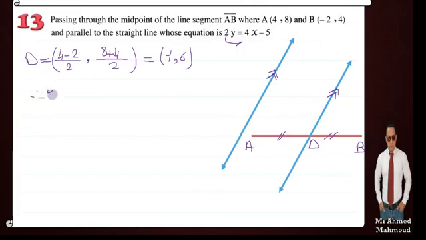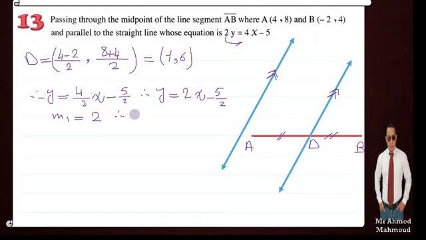Therefore y equals 4 over 2 x minus 5 over 2. Therefore y equals 2x minus 5 over 2. Here I need m1, which equals 2, the coefficient of x. Therefore m2, because they are parallel, then m2 equals 2.